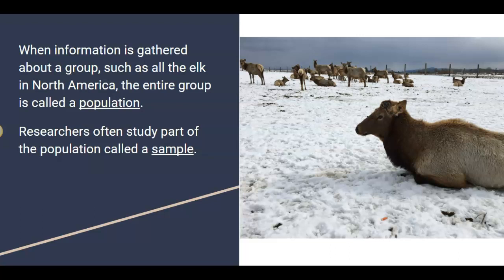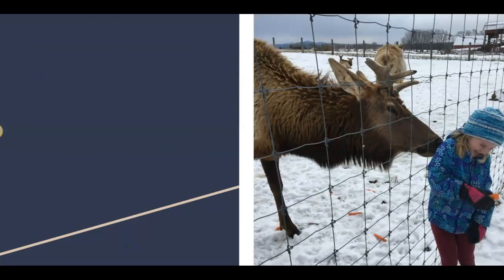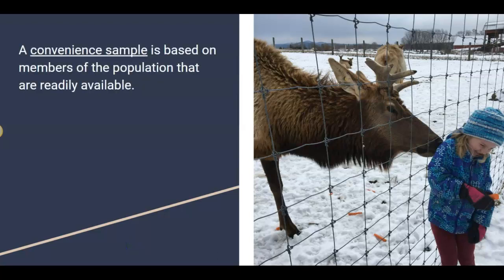However, we need to make sure that our samples fairly represent the population. Here's what I'm talking about. This is a picture of my daughter with that same group of elk. What do you notice? They're fenced in, all right? This is called a convenience sample. A convenience sample is based on members of the population that are readily available. It was really convenient for us to go to the fence and visit with these elk.